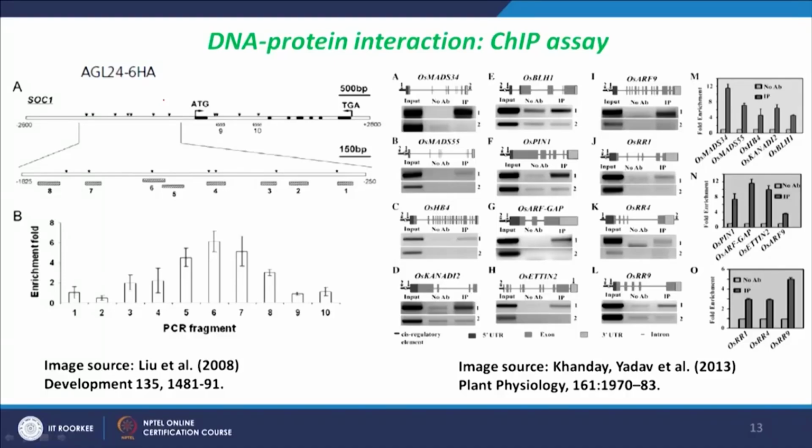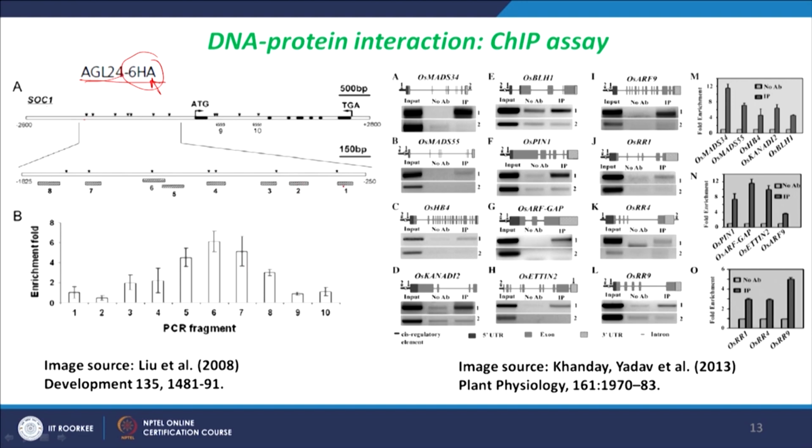For example, these are the putative binding sites of AGL24, which is a MADS domain transcription factor, and this is tagged with the 6 HA tag. So, what you can do is chromatin immunoprecipitation using an antibody against HA, you will find the fragments, and you want to see whether AGL24 is binding to the SOC1 promoter or not. These are the putative binding sites for AGL24 in the SOC1 promoter, and then you check by qPCR or by simple genomic DNA PCR for the different regions.